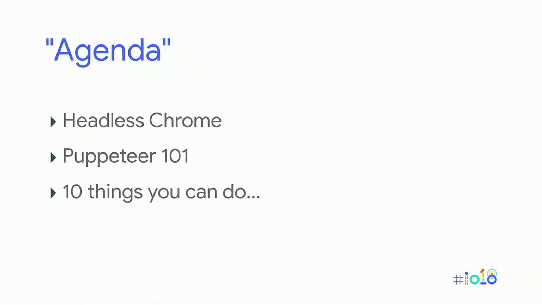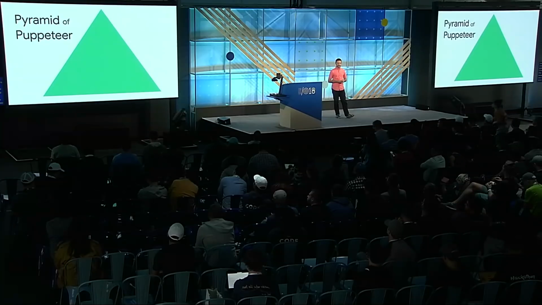So the agenda for today is we're going to talk about what Headless Chrome is, get that nomenclature out of the way. We'll introduce Puppeteer, which is the node library that we built to work with Headless Chrome. And along the way, we'll see 10 interesting use case-driven demos that I've built that I want to share with you guys, and we'll talk about Puppeteer's API to do some of those things. So that's today's agenda.